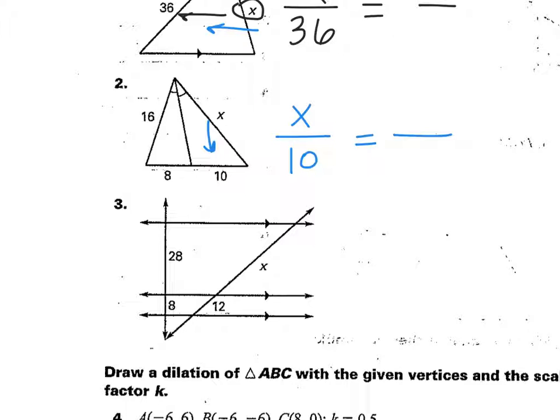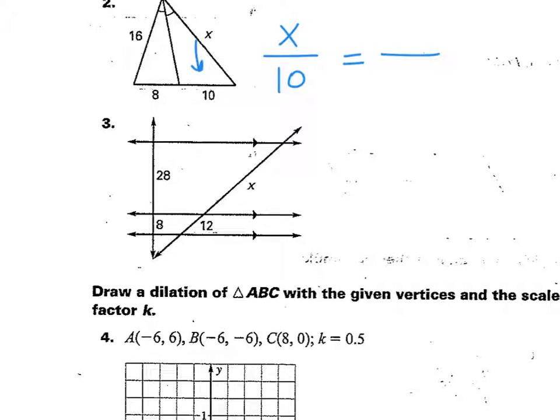In question number 3, so again, I always start with x over, and this time I'm going to say x over 28 is equal to, and again, I went right to left, so on this next fraction, go right to left again with these two numbers.